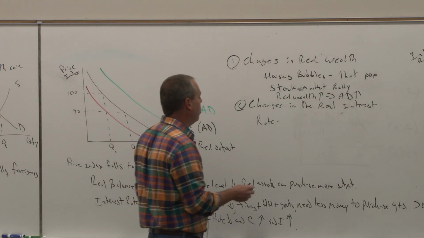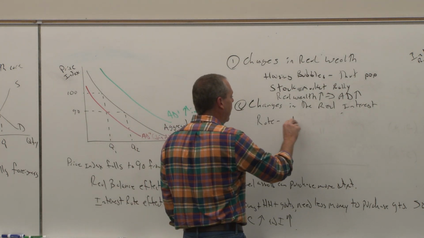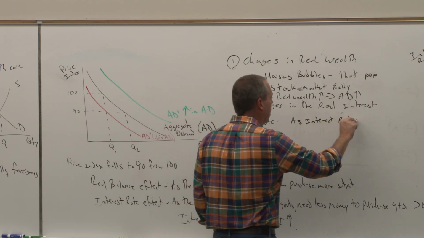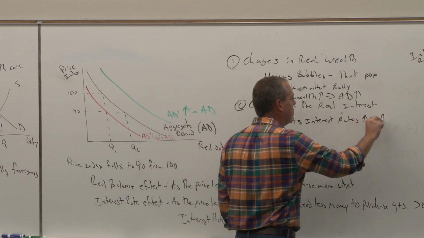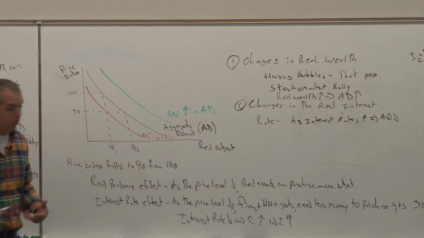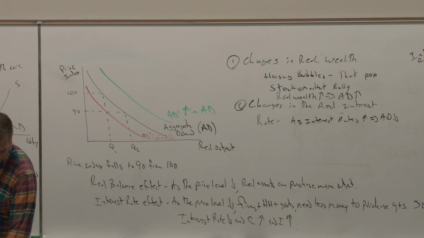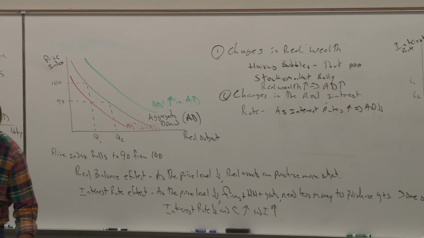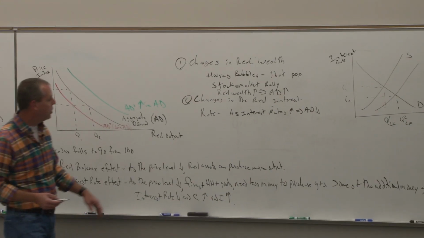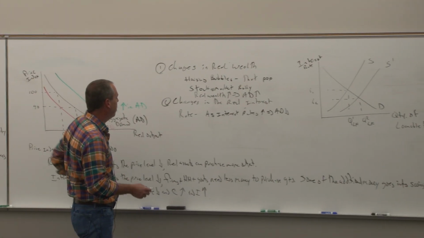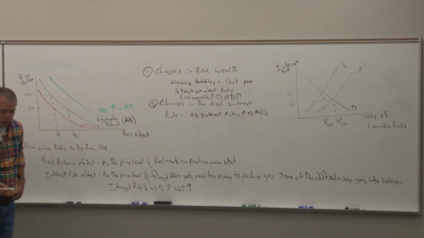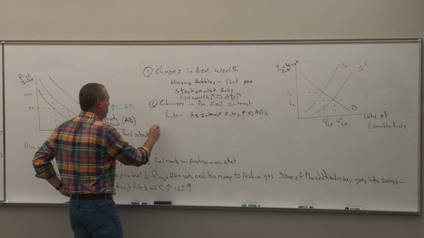So here we see changes in the real interest rate, right? As interest rates increase, you're going to see aggregate demand basically decreasing, and vice versa, right? As interest rates are falling, you're going to see aggregate demand rising. So you could have things like this happening from changes in, say, the money supply that the Fed does. We've also got firm and household expectations.